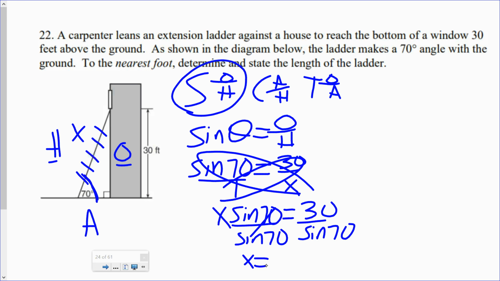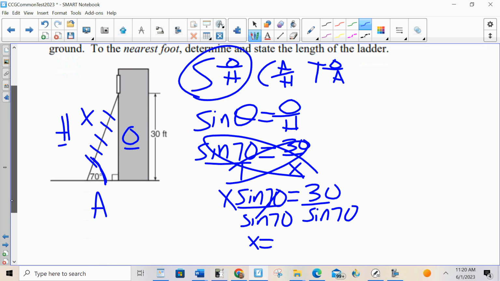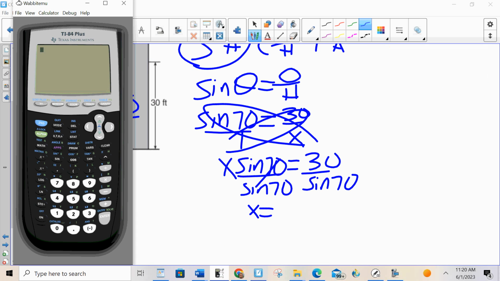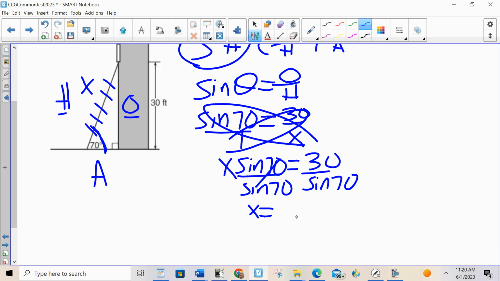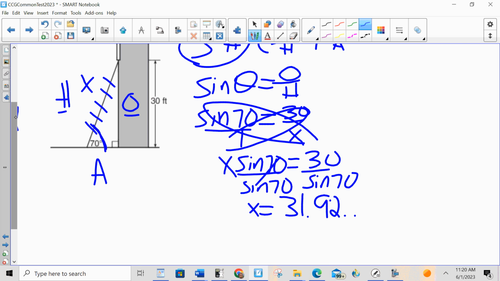X equals, this is when I will pull up the calculator just to make sure you know how to type it in. Make sure you're in degree mode. If you're not in degree mode, you're going to have a bad day. You're going to have a real bad day if you're not in degree mode. So please make sure you're in degree mode. I got 30 over sine 70. So I'm going to go alpha y equals enter. 30 over sine 70 is 31.92 whatever. It wants me to round to the nearest foot. So that's going to be 32.